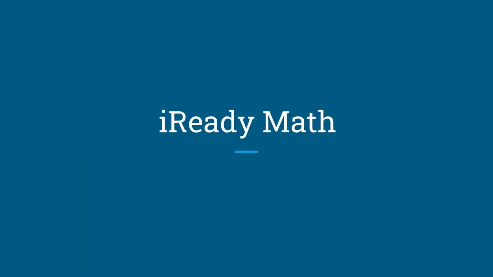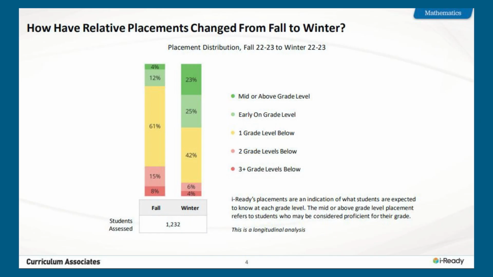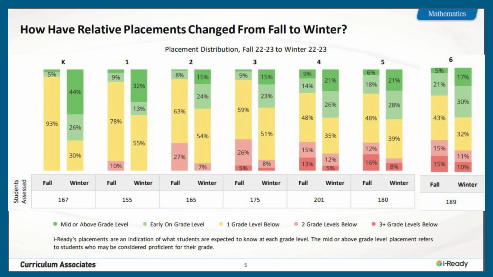Going to move on to math. Since we ended with iReady, I figured we'd start with iReady. For math, this is the same. District-wide, you can see our green is much bigger than it was in the fall. Our yellow has shrunk and our reds have shrunk. Typically, we see this in math. We have a lot of growth, even with NJSLA. We grow, but we miss the mark on the proficiency levels. And you can see that we have a lot of growth here as well.